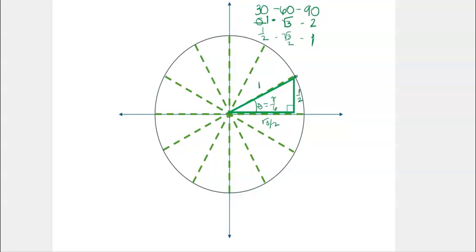So the coordinates here, my x value would be the square root of 3 over 2, and my y value would be 1/2. So those are the coordinates for a pi over 6 theta, or angle.